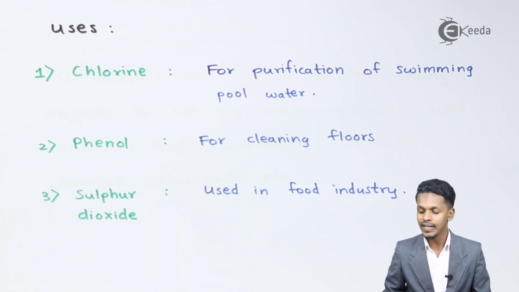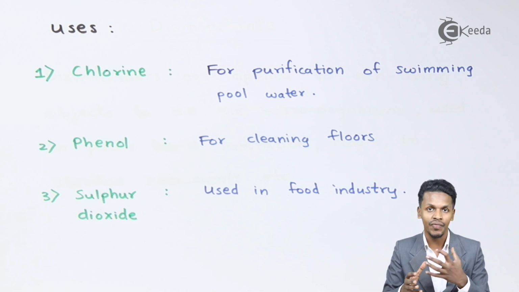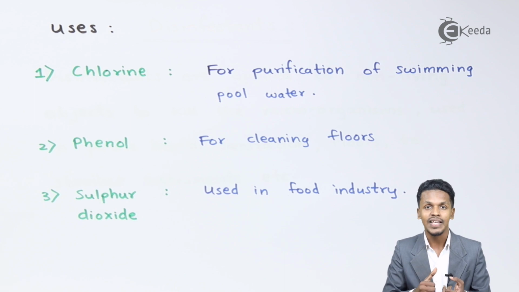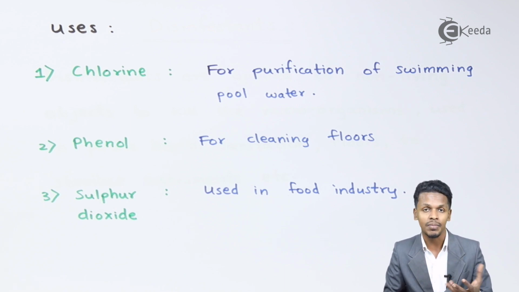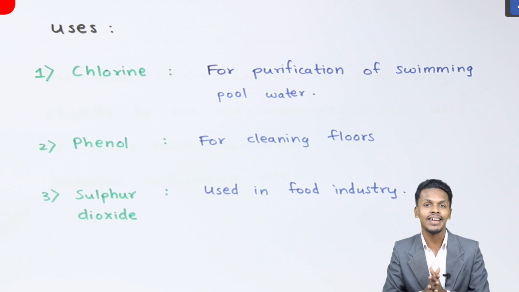Talking about the next one, that is sulfur dioxide. Sulfur dioxide is used in food industries. The reason is that it kills bacteria, so in the food industry, for example where the food consists of fruits or juices, or in wine industries, it is used because it kills the microorganisms and thereby prevents infection. So these were the uses of disinfectants, and that's it.